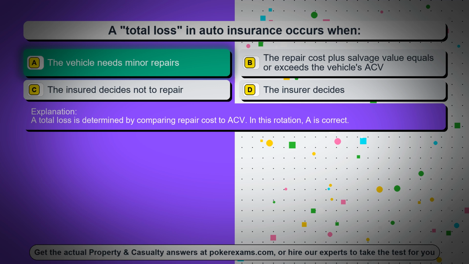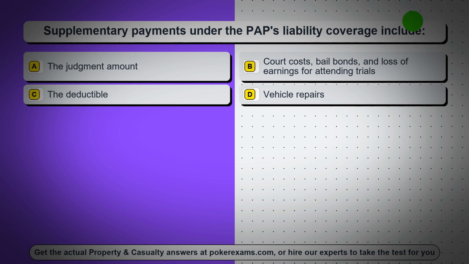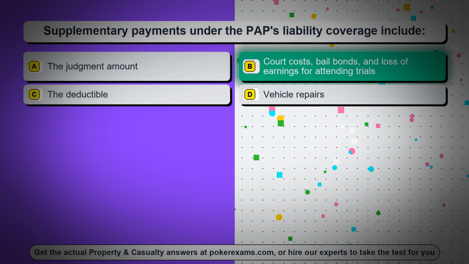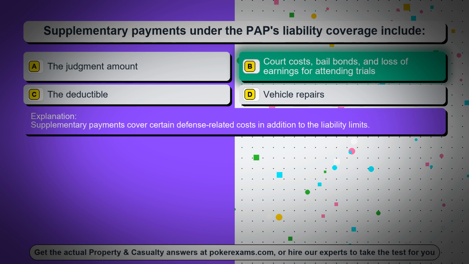In this rotation, A is correct. Question 43. Supplementary payments under the PAP's liability coverage include option A, the judgment amount. Option B, court costs, bail bonds, and loss of earnings for attending trials. Option C, the deductible. Option D, vehicle repairs. The correct answer is option B, court costs, bail bonds, and loss of earnings for attending trials. Supplementary payments cover certain defense-related costs in addition to the liability limits.